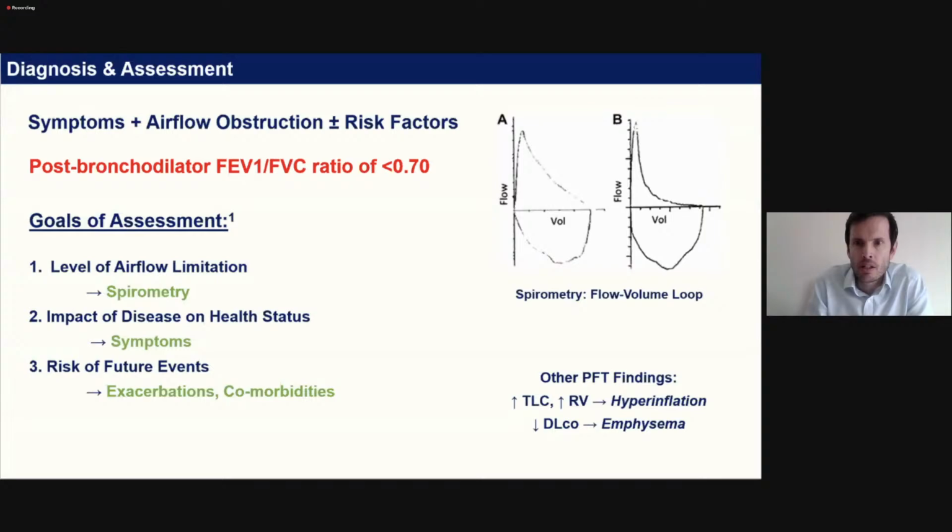On the right here, we see a flow volume loop which is performed during spirometry. And the expiratory flow volume loop on the left here in panel A is normal. However, on the right, we see the characteristic concave shape that is seen in a patient with airflow obstruction. It has a kind of scooped out appearance, as you can see. And this would be diagnostic of COPD in a patient with symptoms and/or risk factors for the disease.